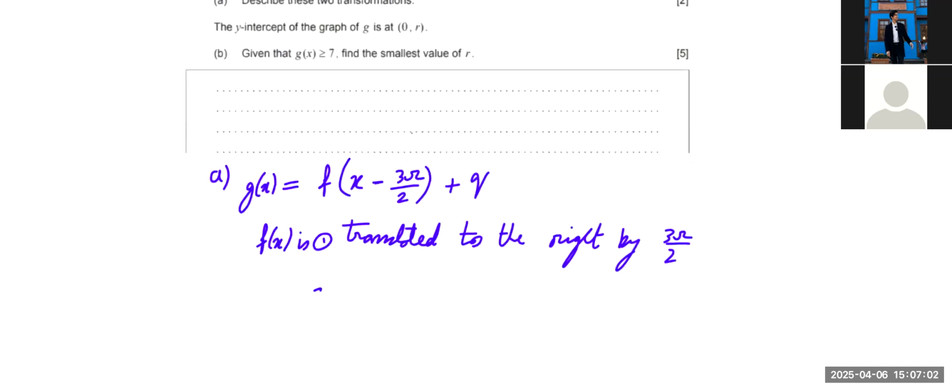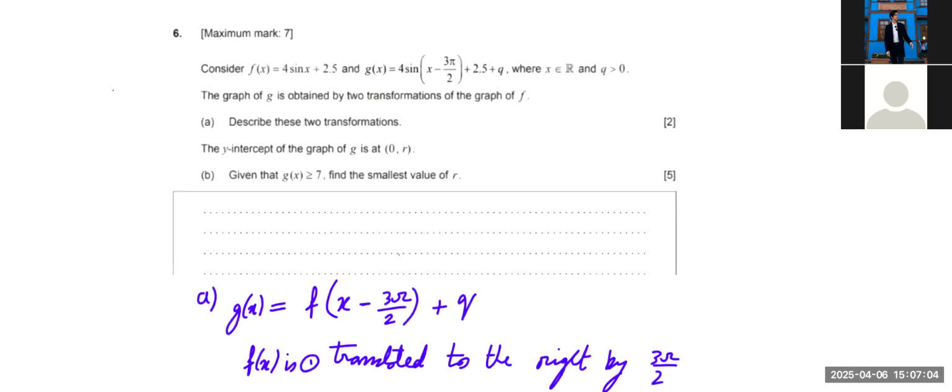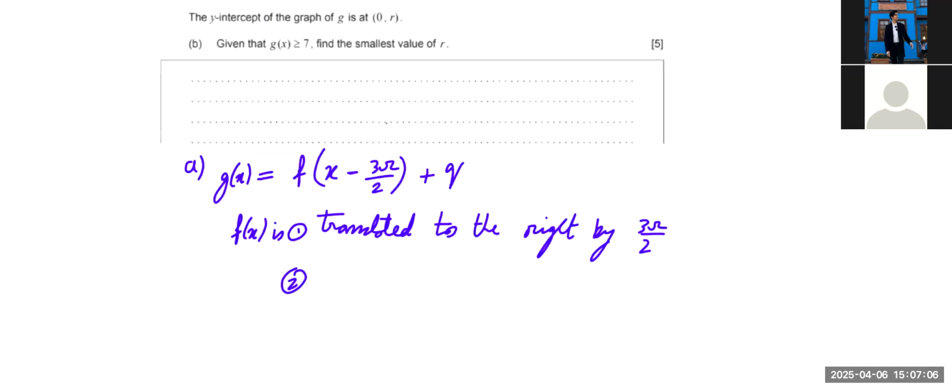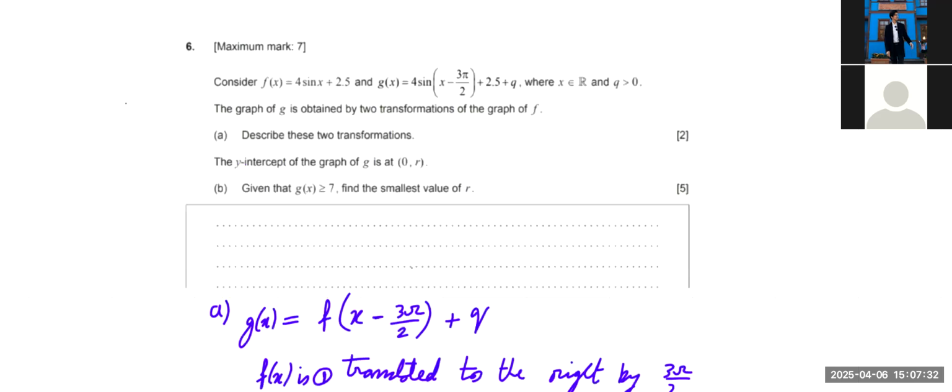And the other thing is the plus q. So what does the q do? I forgot. So when you add something to the entire function, not just the x part, but the whole function, you're changing it vertically because you're adding something to the y value. So it gets translated up by q units. So to the right by 3 pi over 2 and up by q.